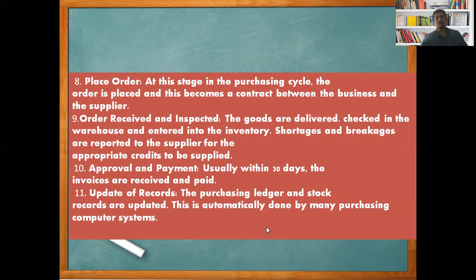And the last one is update of records. As per the system we are following, the ledger book, the stock record, and even within the factory, within the store stock room, we are going to make an entry. We can update all the records. This is one example of purchasing raw material within India, domestic trade.